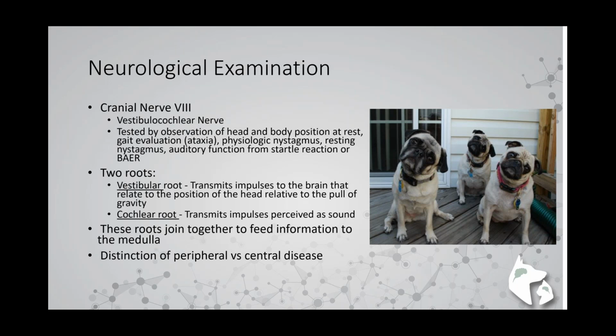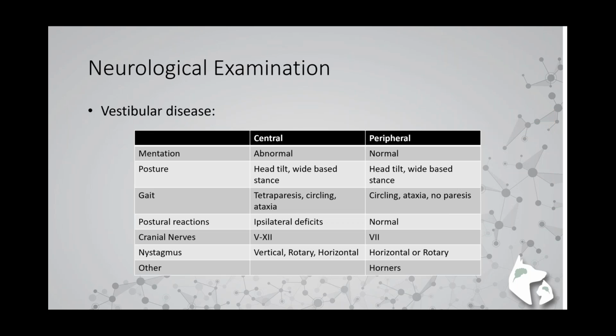These roots do run together to feed information into the medulla, the very back part of the brain and the brainstem. When we have patients that have some vestibular signs, head tilts, or nystagmus, we want to try to distinguish those into 2 big categories. Is it peripheral, meaning the inner ear structures are being involved, or is it central, meaning the actual brain and the special nuclei that maintain balance are being affected? We'll go through some examples of how to pick out those on an exam in just a minute.